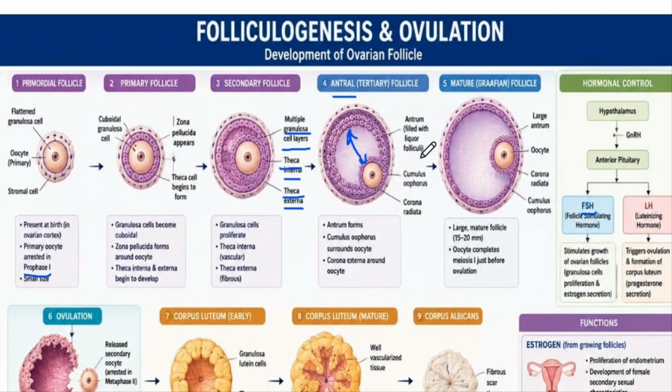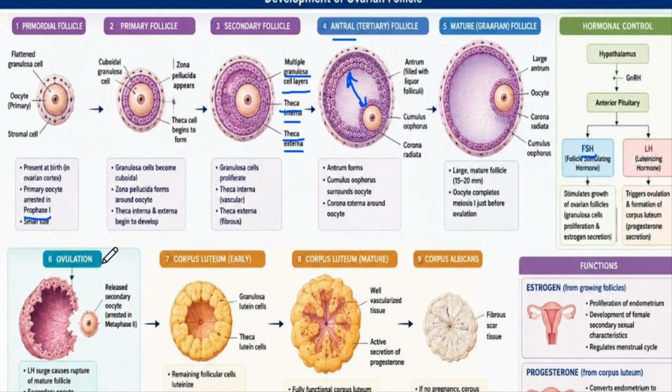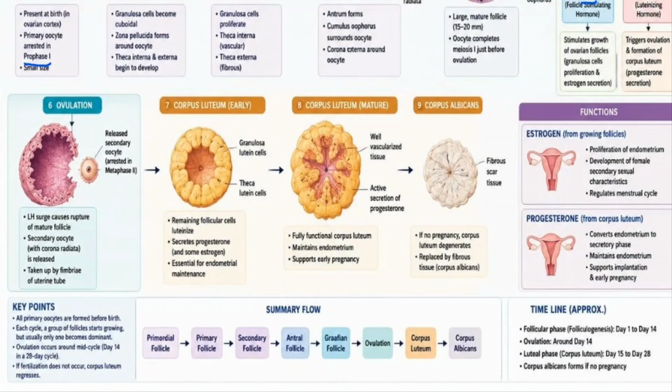Just before ovulation, the primary oocyte completes meiosis 1. It produces one secondary oocyte and one first polar body. The secondary oocyte contains 23 chromosomes, which means n, and immediately begins meiosis 2, where it stops at metaphase 2.